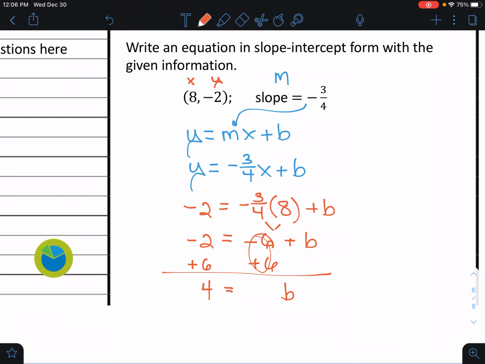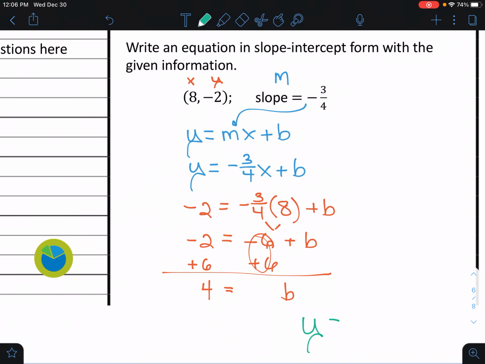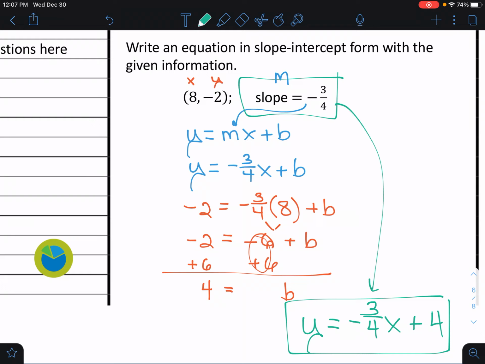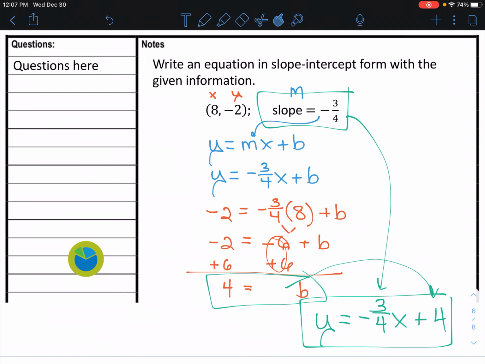So then write your equation now. Don't forget that step. So I'm going to put 4 in place of b now. So my equation now is y equals -3/4 x, and then b is 4, so plus 4. Right? Notice my m right there, my b value right there. Okay? So that's my answer. Y equals -3/4 x plus 4. And that's how you do that. That's how you write an equation in slope-intercept form when you're given a point and the slope.